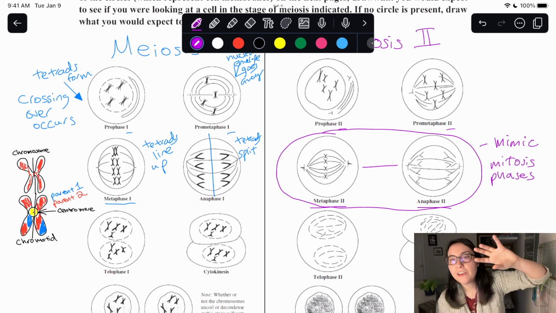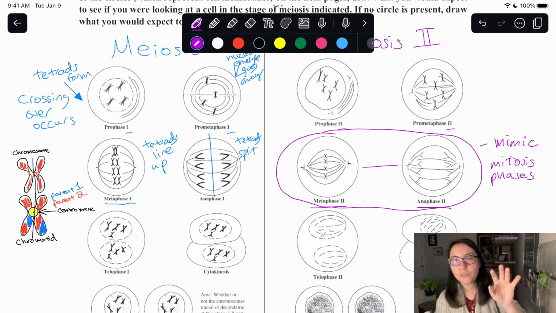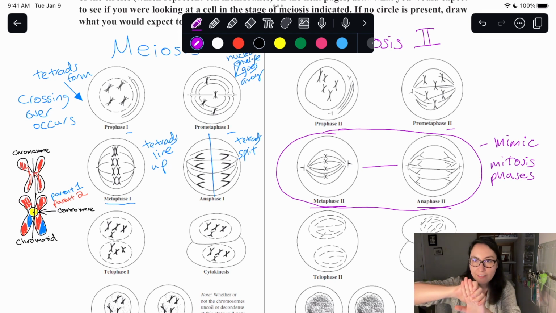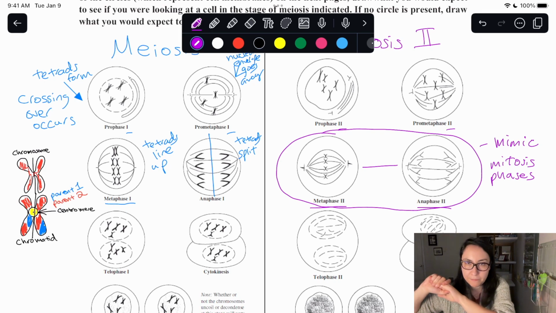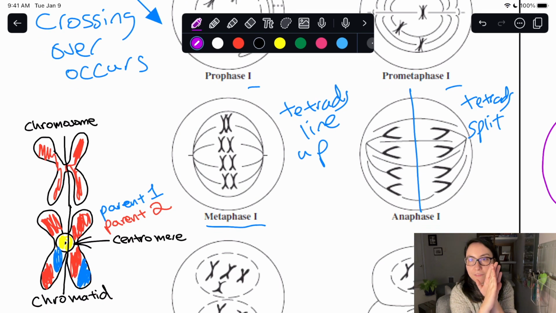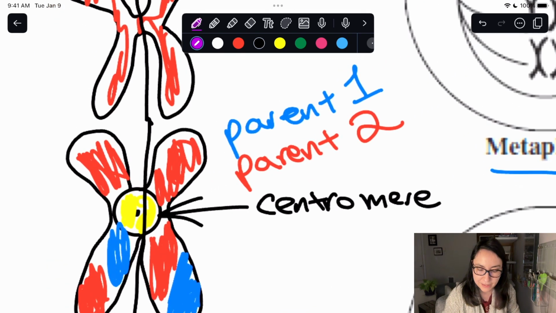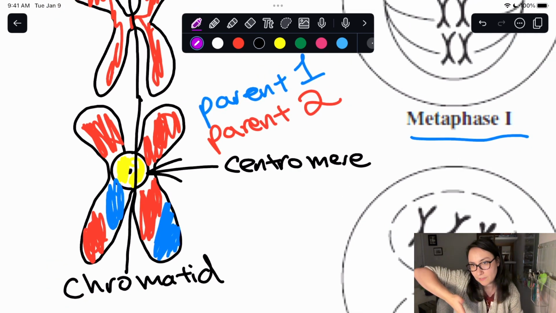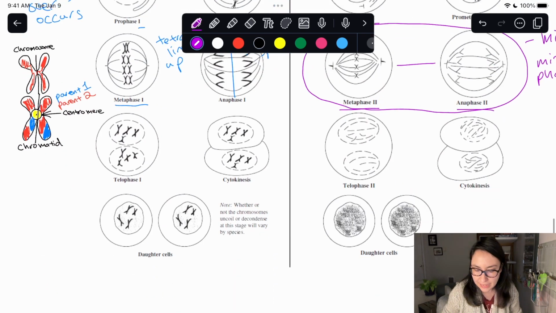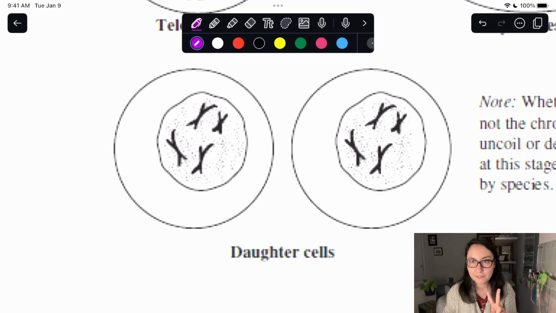So meiosis 1 is where it's different, because you have the chromatids forming tetrads. Crossing over occurs in prophase. The nuclear envelope goes away in prometaphase 1, as we say here. The tetrads start to line up at the metaphase plate, the equatorial plate, and then the tetrads split in anaphase, which essentially means that this chromatid splits apart. And then that creates these daughter cells down here. These are the 2 daughter cells.